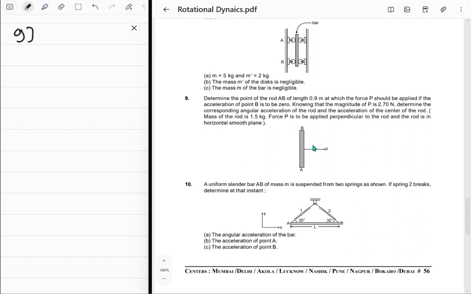So just at this moment, right? Force P is to be applied perpendicular to the rod, and the rod is in a horizontal smooth plane. Cool. I've seen this somewhere before. So let's say it's x from the center of mass, right? And let's not use P, that's really bad. Let's use F. And this whole length will be L.